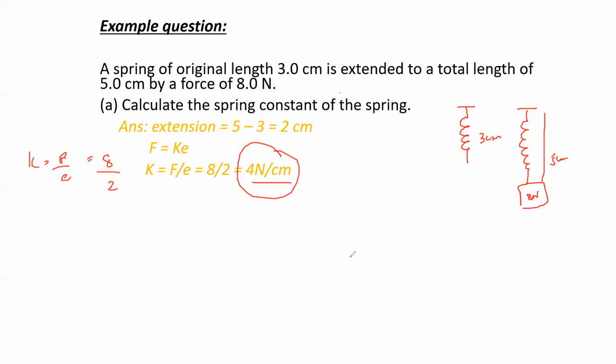So 8 Newton produced 2 centimeter extension. So it means that 1 centimeter extension will be produced by 4 Newton force. That's why it is 4 Newton per centimeter. Is it clear?